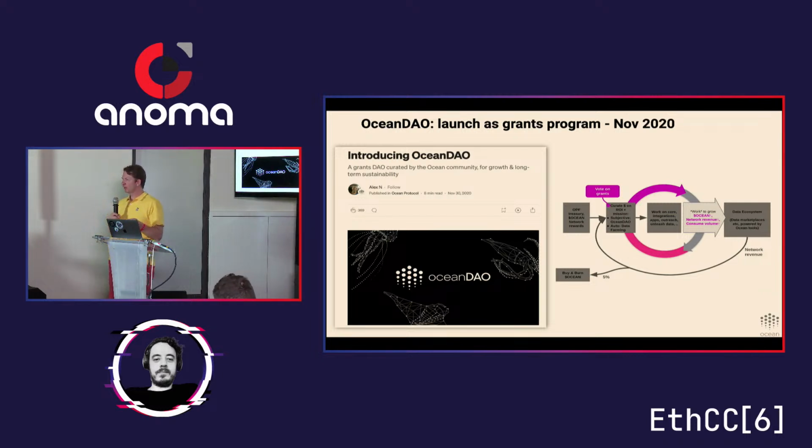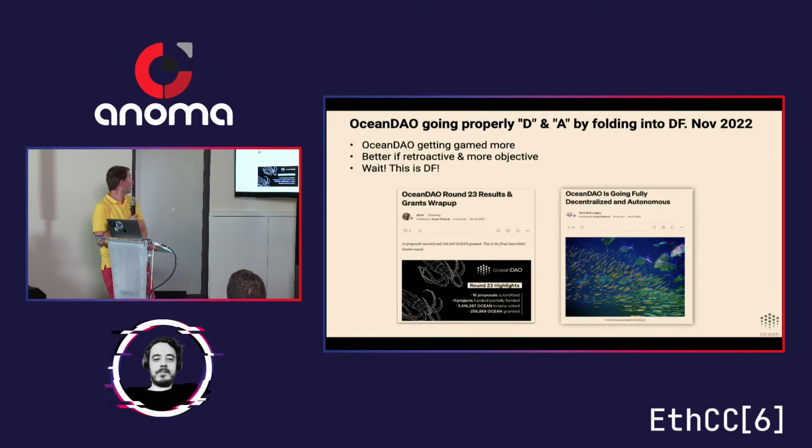So we decided, you know what? It was the same team working on Ocean DAO and data farming. We said, we're just simply going to wind down Ocean DAO. Data farming is basically DAO-like. It's the same goals, funding the community, but now with a well-defined objective function. So that's what we did. And so we made Ocean DAO basically properly decentralized, the D in DAO, and automated by folding it into data farming.